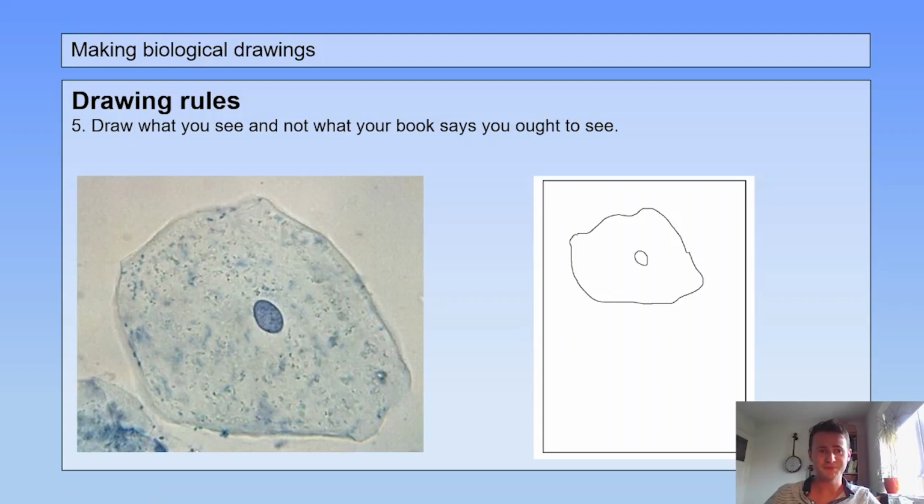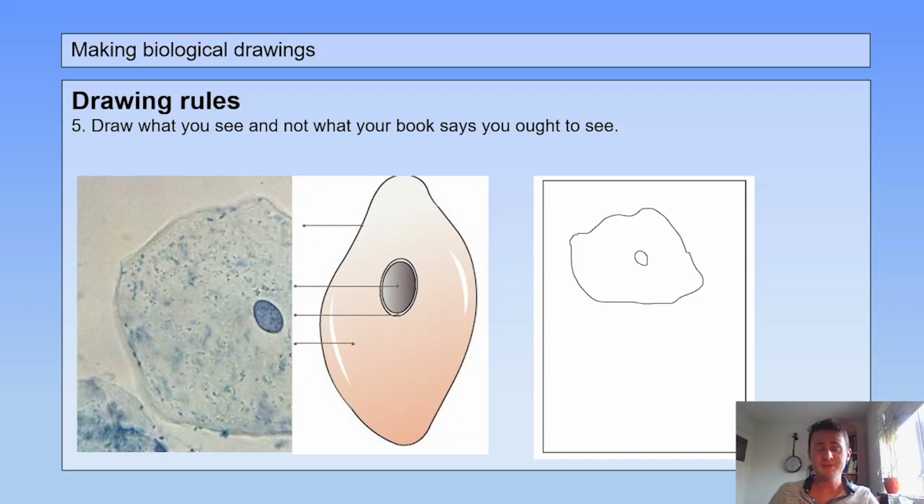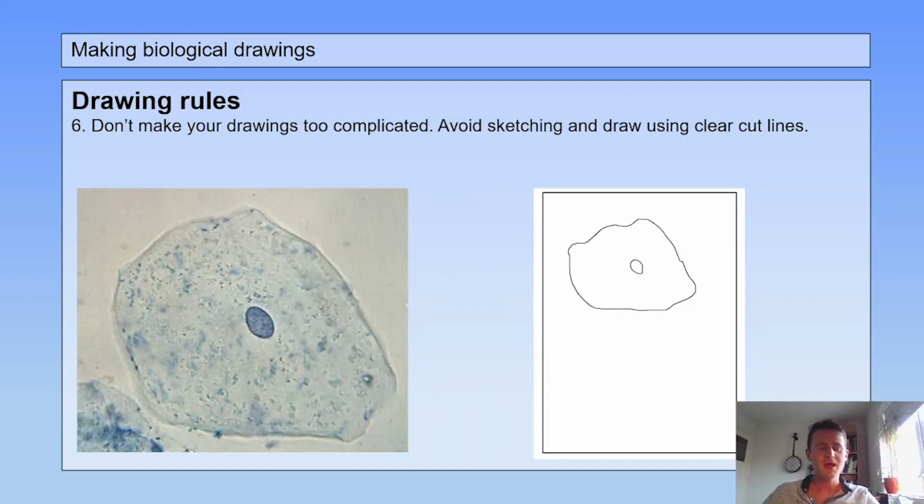Then the fifth rule, draw what you see and not what your book says you ought to see, or the internet. Sometimes the picture in your book looks a little bit prettier than the picture you see when you're looking through a microscope. But draw what you see. So if you see an ugly cell, you draw an ugly cell. The sixth rule, don't make your drawings too complicated. You're not in art class, so keep it simple. Avoid sketching and draw using clear-cut lines only.